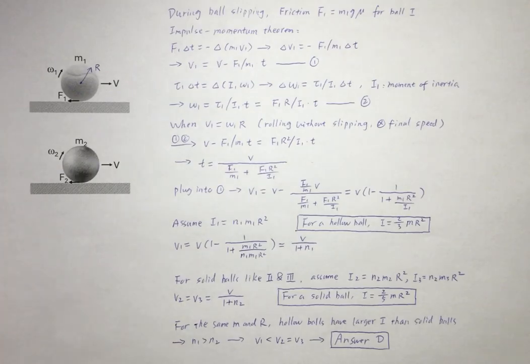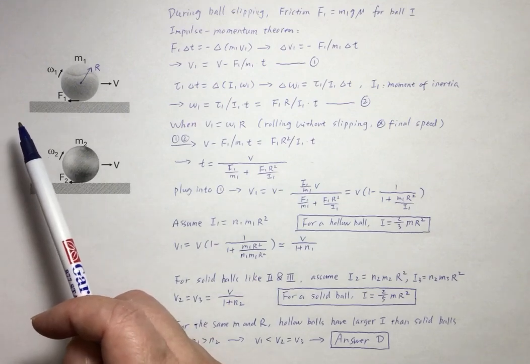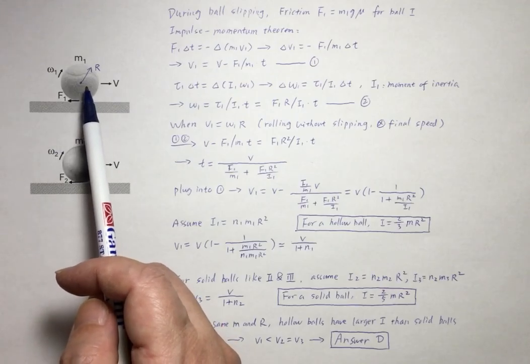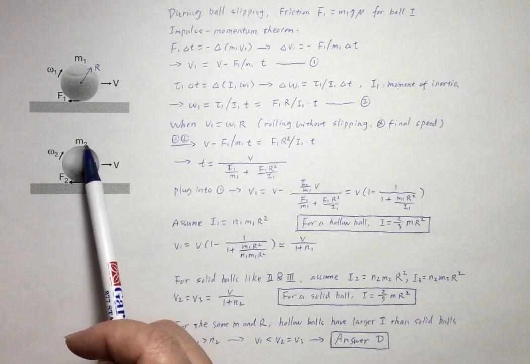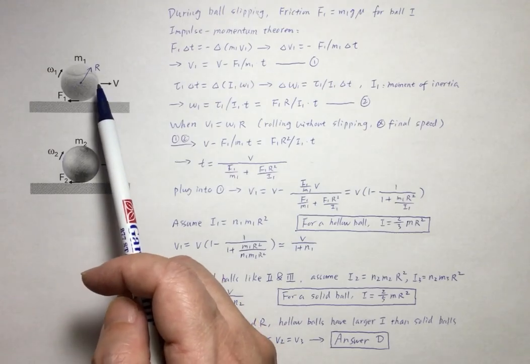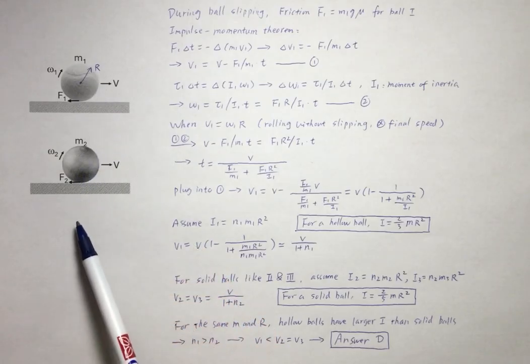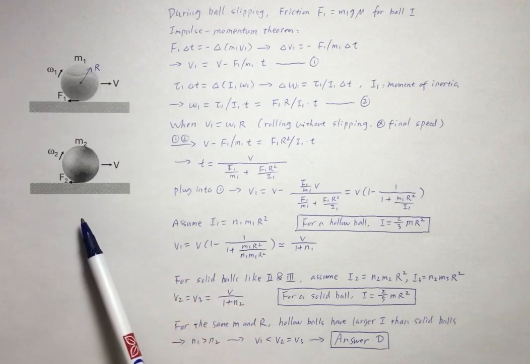In this question, the ball launcher will launch three kinds of ball. The first one is a tennis ball. The second is a solid wooden ball. And the third one, which I do not draw here, is a solid rubber ball. The mass of the tennis ball is M1, the wooden ball is M2, and the rubber ball is M3. M1 is less than M2, M2 is less than M3.